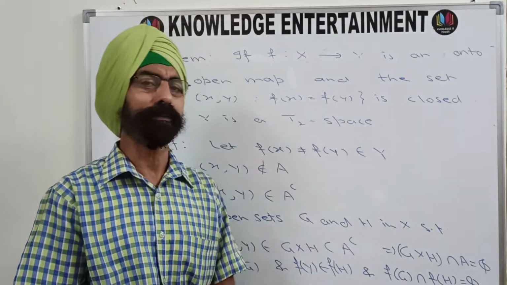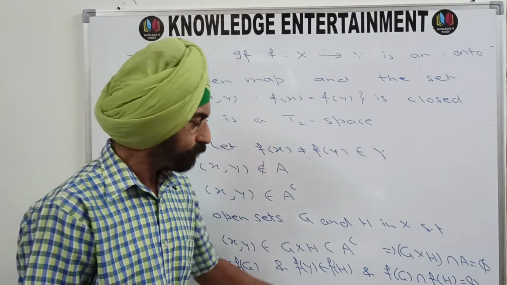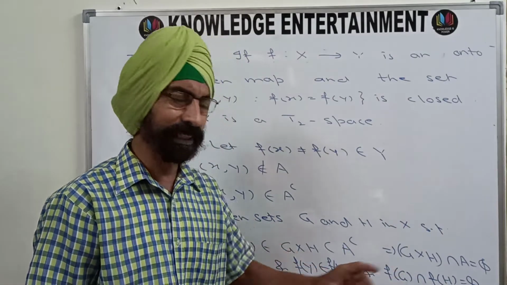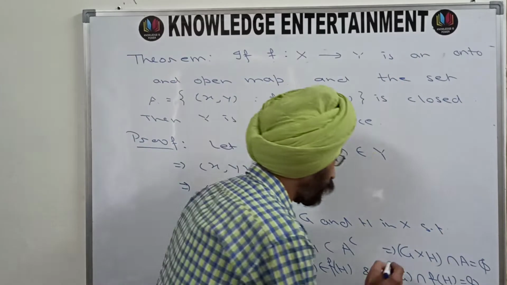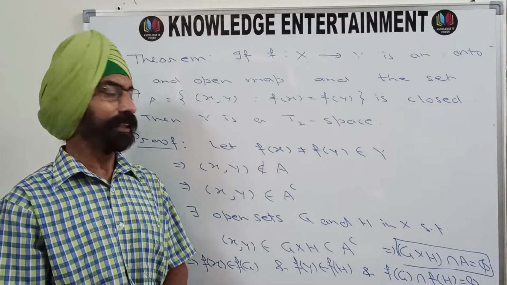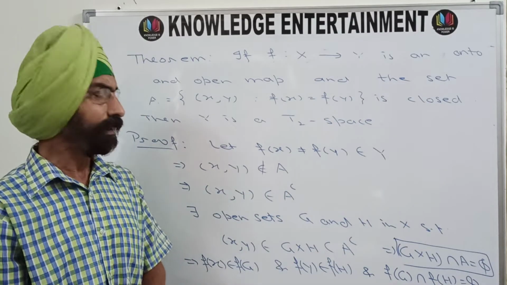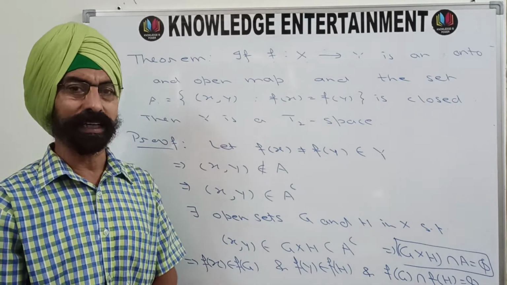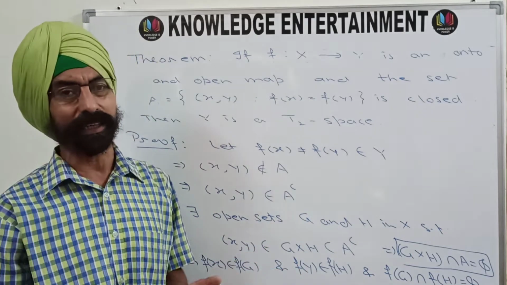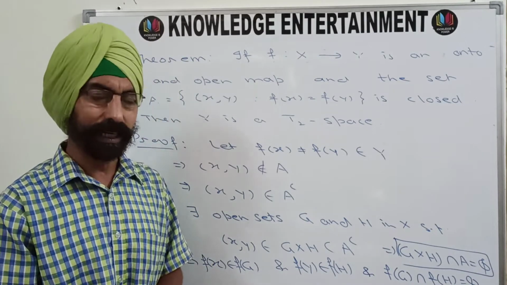This portion I am leaving as an exercise for you, but I am giving you the hint. To prove this, you will have to use this. To prove that fg intersection fh is phi, you will have to use this fact, that g cross h intersection with a is phi. Use this and then you will be able to prove that fg intersection fh is phi. That means you have obtained two open sets, one containing fx, one containing fy, and their intersection is phi. That means that space Y is your Hausdorff space.